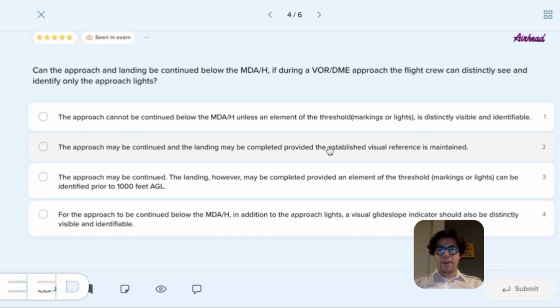Provided the visual cues are maintained. Yes, so you need to maintain them throughout the entire final segment.